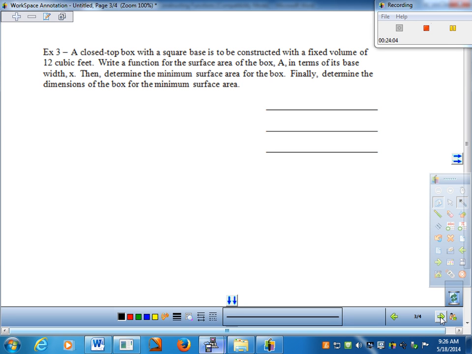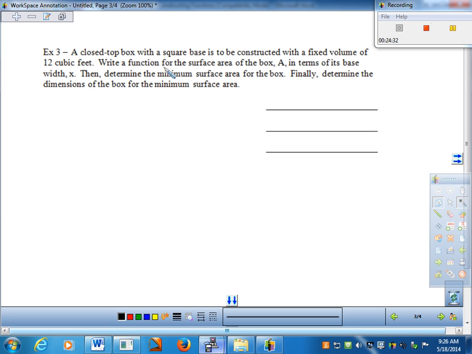So, example 3, a closed top box with a square base is to be constructed with a fixed volume of 12 cubic feet. Write a function for the surface area of the box in terms of its base width x, then determine the minimum surface area for the box, and then finally determine the dimensions of the box for the minimum surface area. Perfect. So we're going to write a function, of course, and then we're going to optimize. Just again, looks like a minimum problem. All right, well, let's go ahead and see what we need to do.